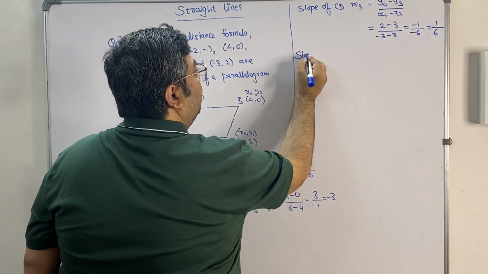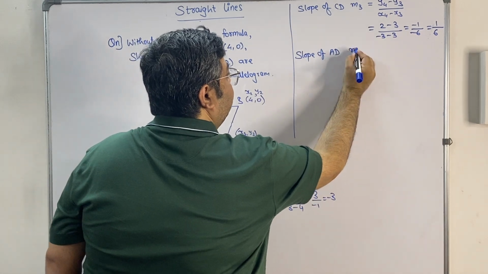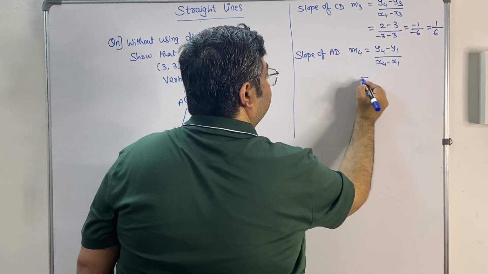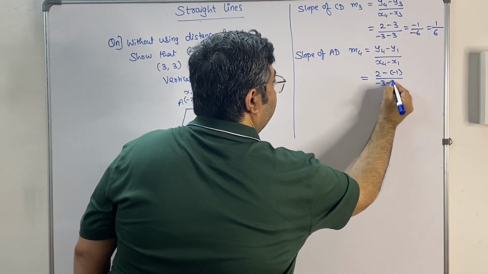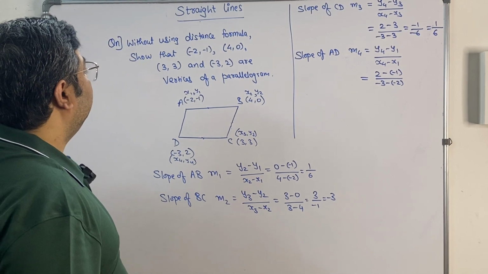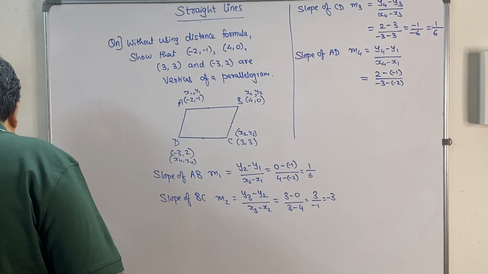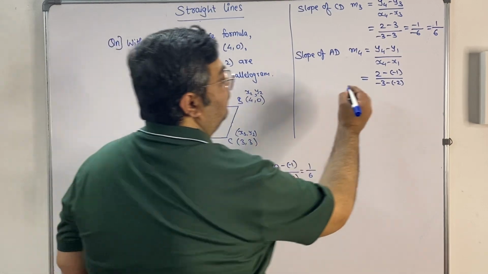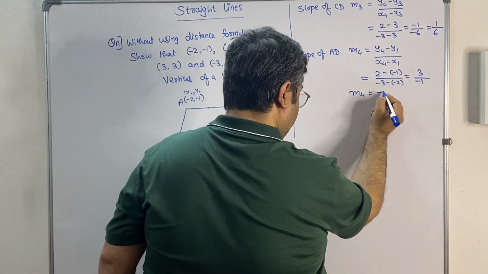And last में slope of AD, that is M4, so y4 minus y1 over x4 minus x1. So when we do that, it is 2 minus of minus 1 divided by minus 3 minus of minus 2. Taken the points correctly. ठीक है. So this is 3 over minus 3 plus 2, that is minus 1. So M4 is minus 3.